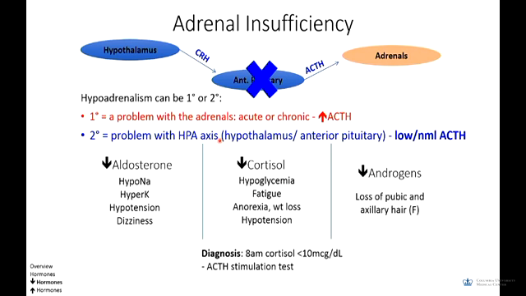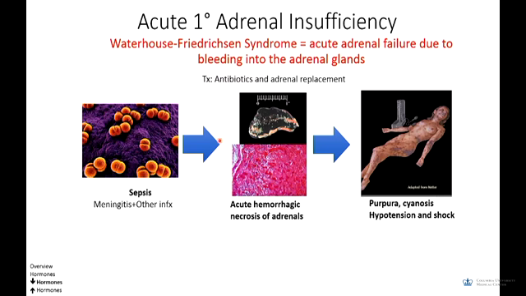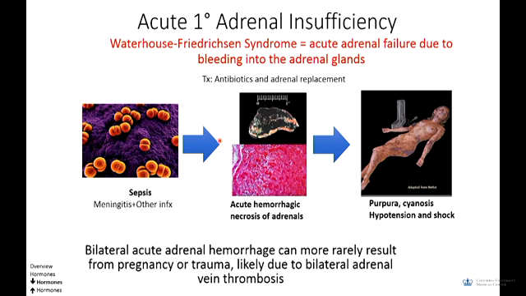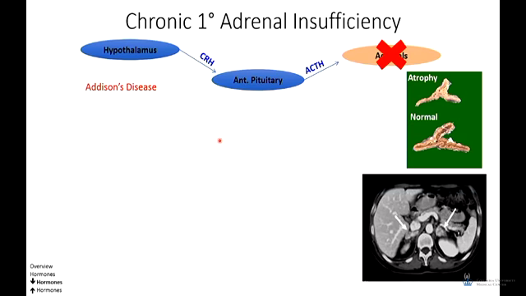or secondary. So, super acute primary adrenal insufficiency is Waterhouse-Friderichsen syndrome: you get meningitis, you get sepsis, then both of your adrenals start bleeding, and then you lose your adrenal function. You get purpura, cyanosis, hypotension, shock, death, really bad stuff, don't get it. Give them antibiotics and adrenal replacement, and then you'll prevent this. You can also have bilateral adrenal vein thrombosis, pregnancy, trauma, things like that.